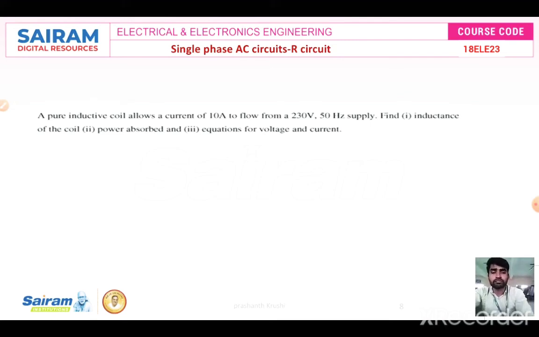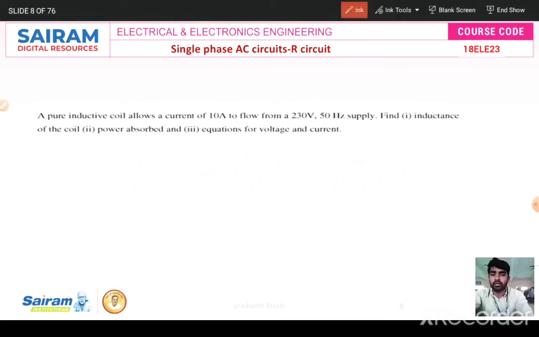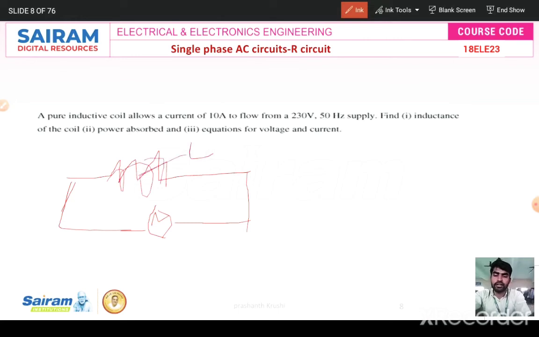See, the circuit diagram is like this. This is the voltage. This is inductance, not resistance. This L is to be found, the current is given as 10 amps, and the supply voltage is given as 230 volts, 50 hertz. We need to calculate the inductance L of this coil.